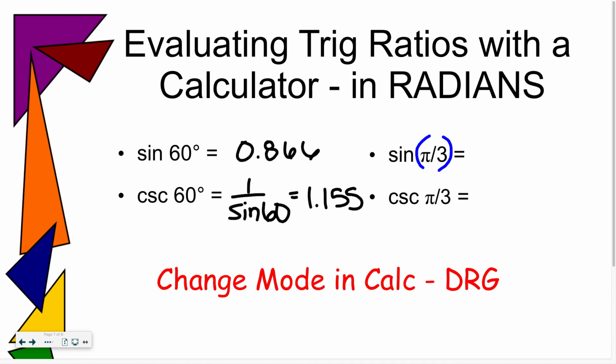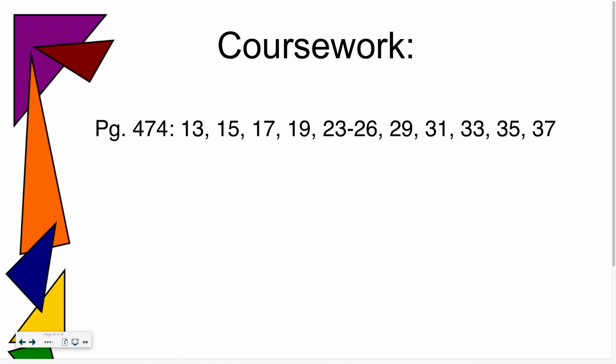Okay, the answer, like I said, should be the same. You should get 0.866 and 1.155. So if you did not get those, you need to tell me so that we can work out your calculator issues. Okay. Here's your homework.